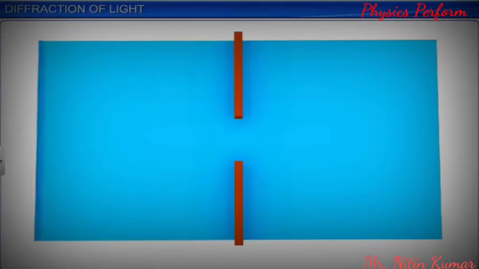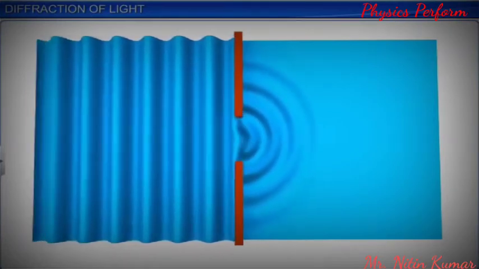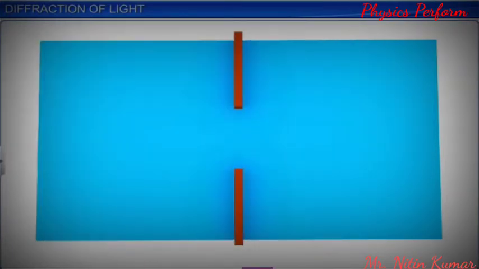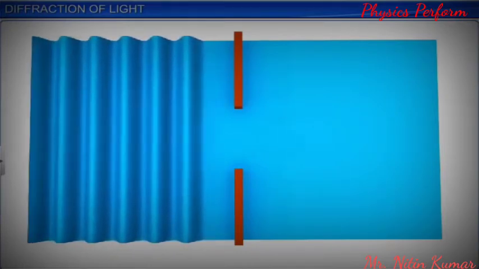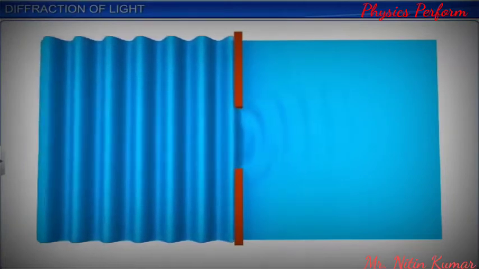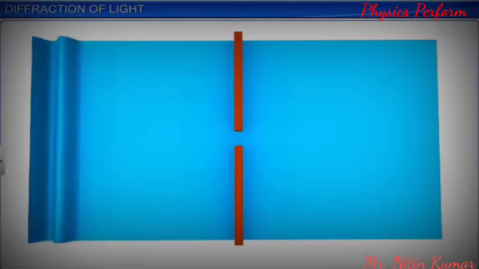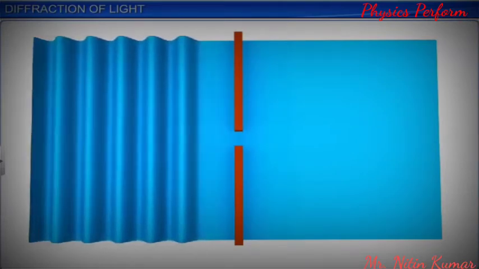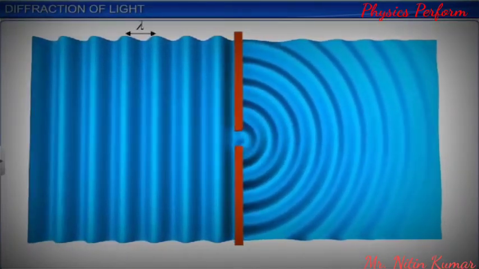Observe the diffraction of water waves at a narrow slit placed in its path. When the size of the slit is large, the diffraction of water waves is quite negligible. On the other hand, when the size of the slit is very small, we observe the diffraction of water waves very clearly. The diffraction of waves depends on their wavelengths. If the size of the obstacle or the slit is of the order of the wavelength of the incident waves, then diffraction occurs.